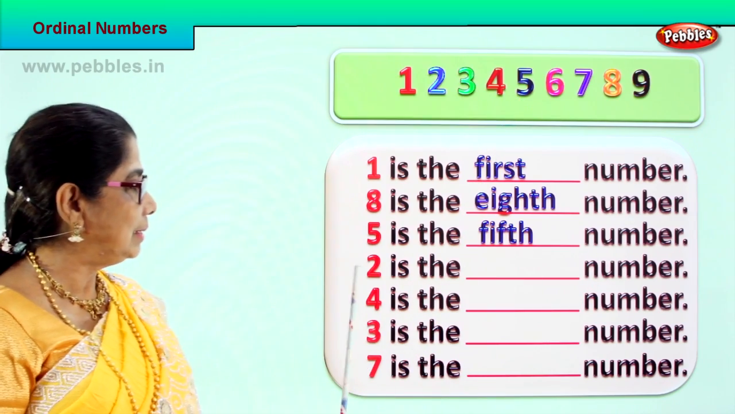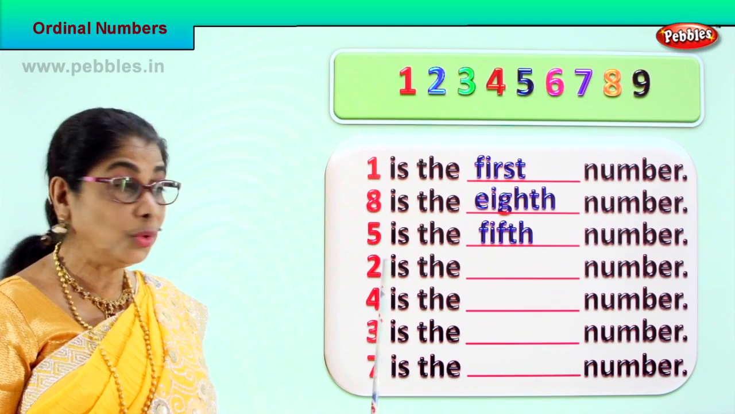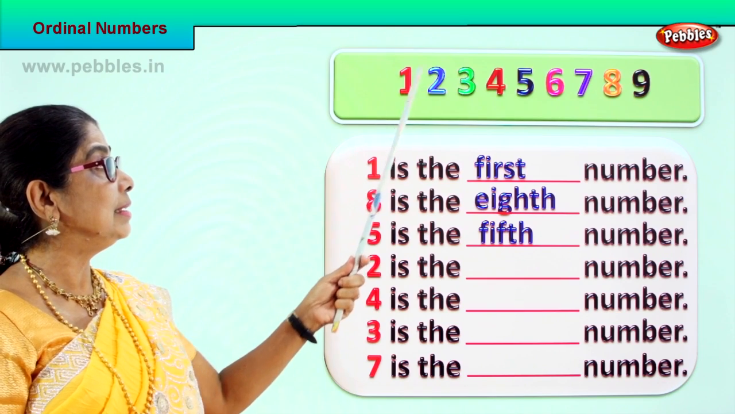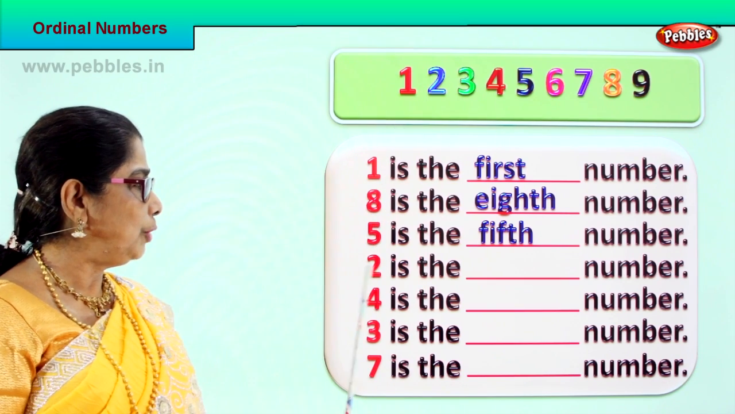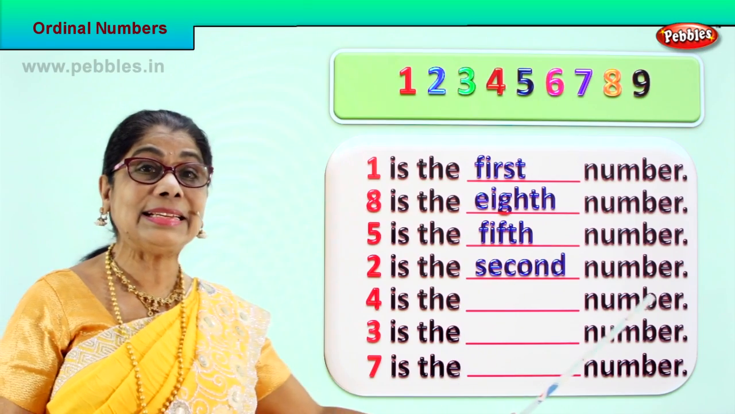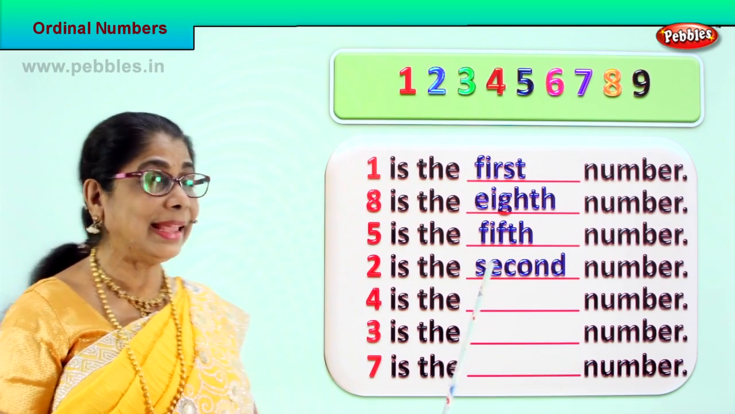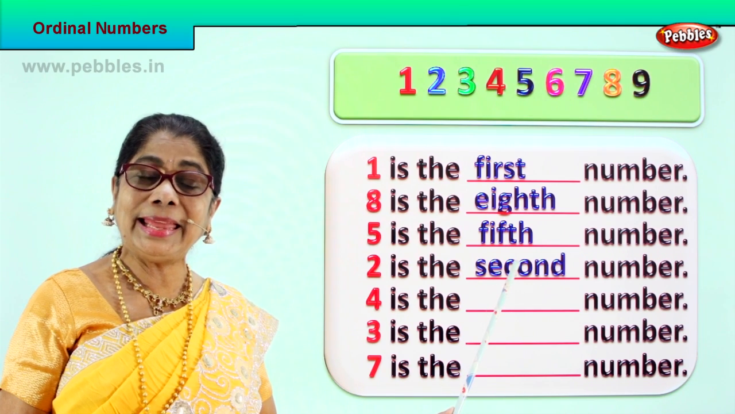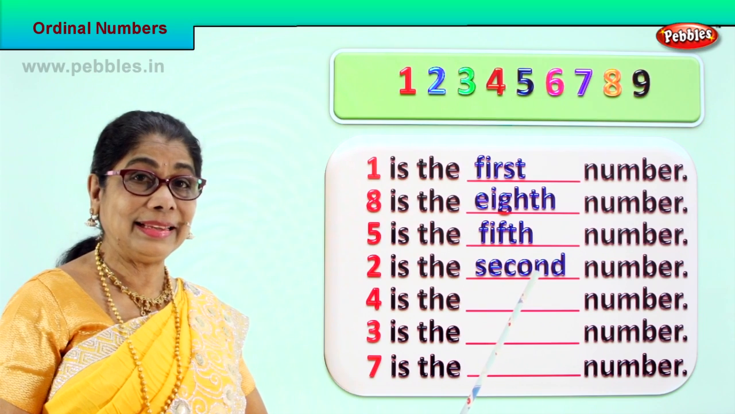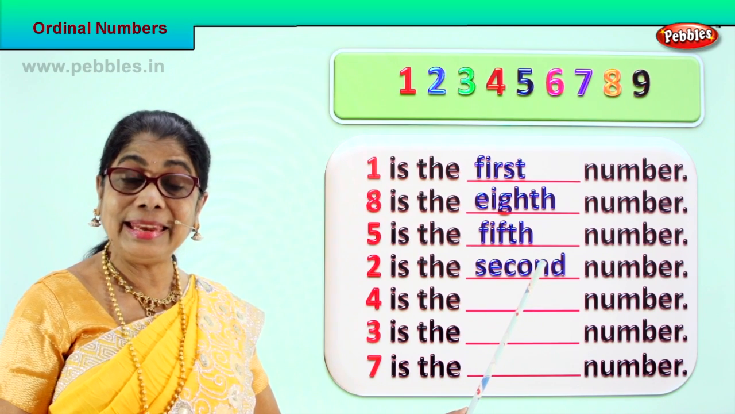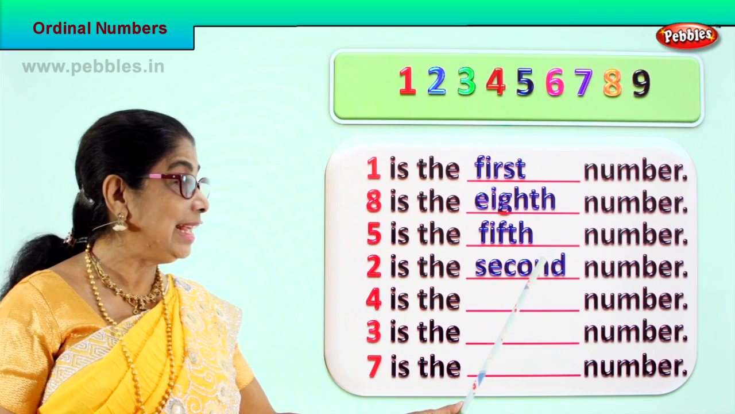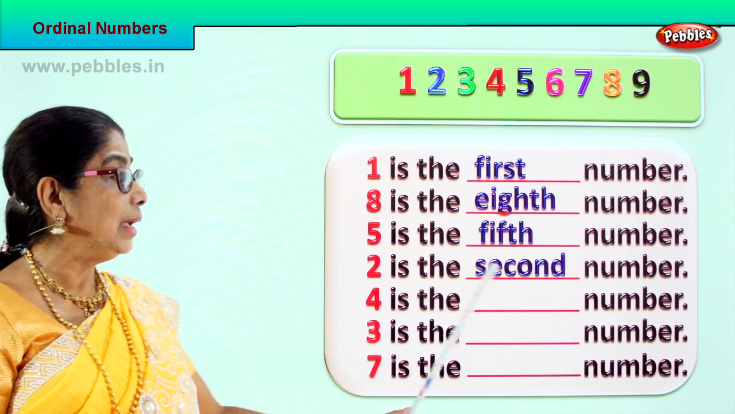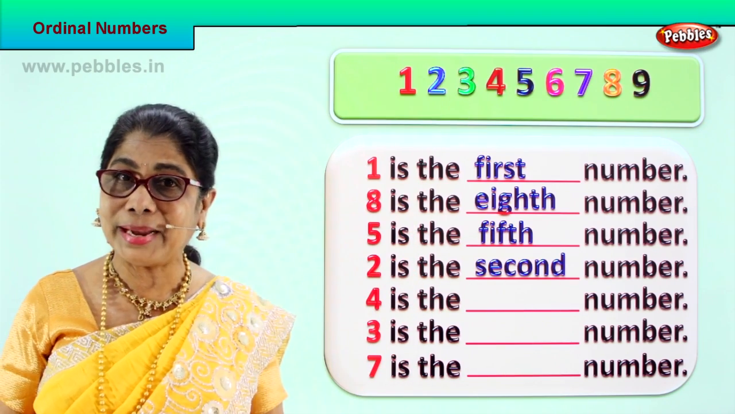Next, look at this number. Number 2. Let's see what position it comes in. First, second. Number 2 is the second number. Spell second. S-E-C-O-N-D. Second. Spell second again. S-E-C-O-N-D. Second. Number 2 is the second number.